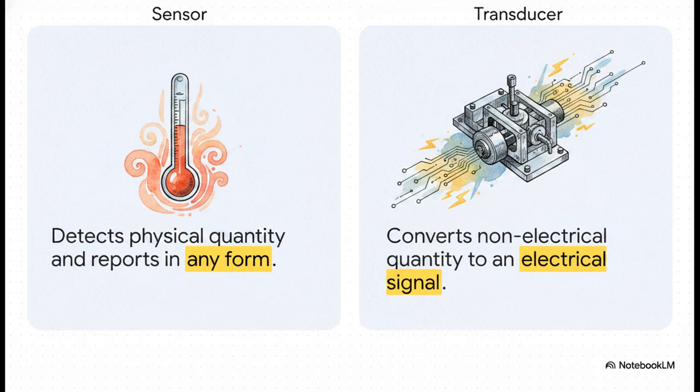Think of the mercury in a classic glass thermometer. It moves when the temperature changes. It senses the heat and gives you a mechanical readout. But a transducer, that acts as the ultimate translator. Its specific job is to take that non-electrical quantity, like heat or pressure or motion, and convert it directly into an electrical signal. The transducer is what bridges that critical gap between the physical and the electrical.